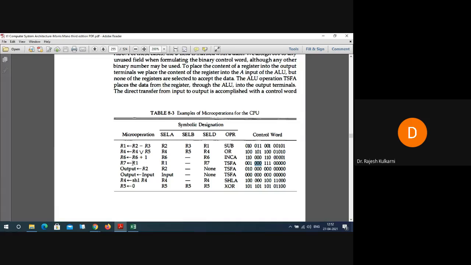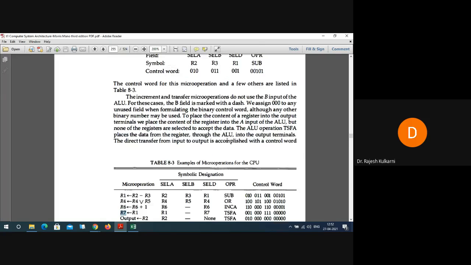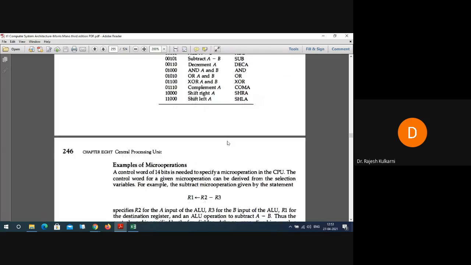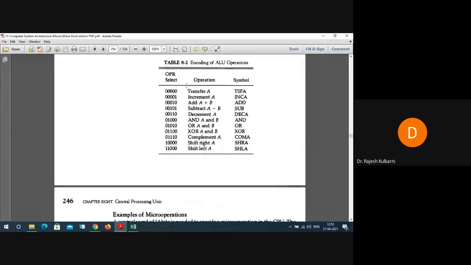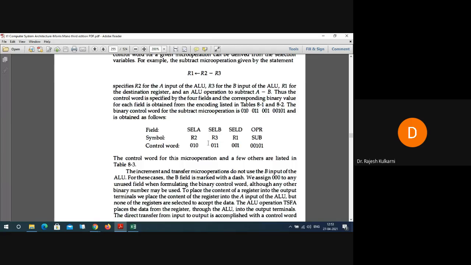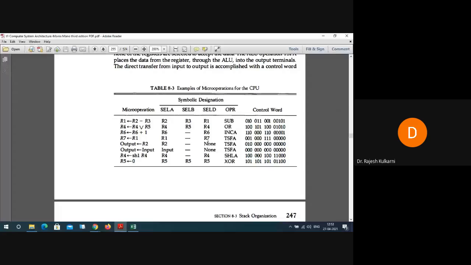And what is happening? The contents of R1 are being transferred to contents of R7. So let us look at this table again and see here. For transfer, the operation code is 5 zeros. Very good, Sanjay. We'll go for the next.